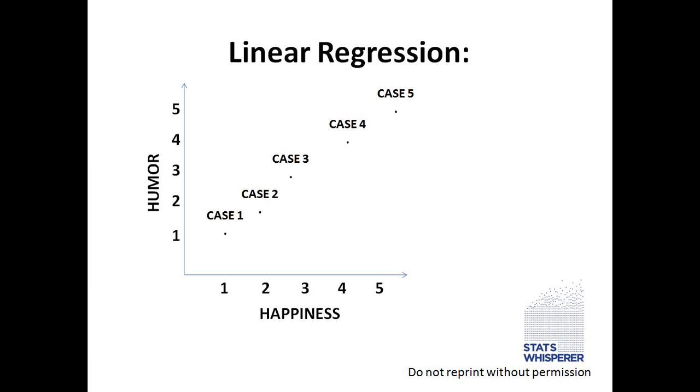It's some coincidence that they scored ones and twos and threes. I structured it that way so it was a little easier to interpret. So case 3 scored a 3 on happiness, and a 3 on humor. You'll see as each case scores 1 point higher on the one scale, they score a point higher on the other scale.